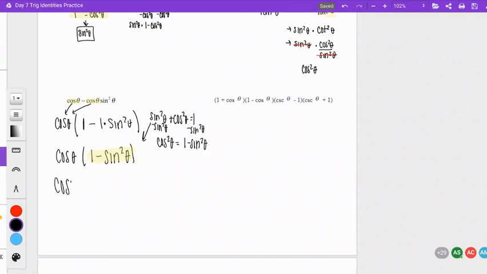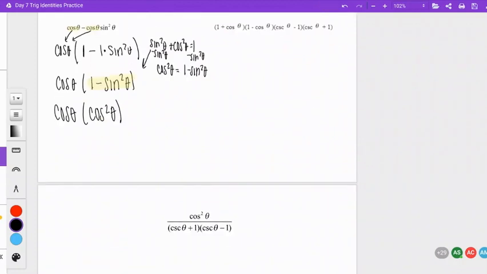So this turns into the cosine of theta times cosine squared of theta, which, if you have 1 red M&M and 2 red M&Ms, then in total you'd have 3. So this really just turns into cosine cubed of theta. And voila. Okay, this one, pretty cut and dry, pretty straightforward.